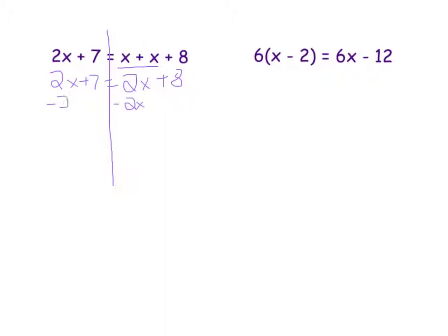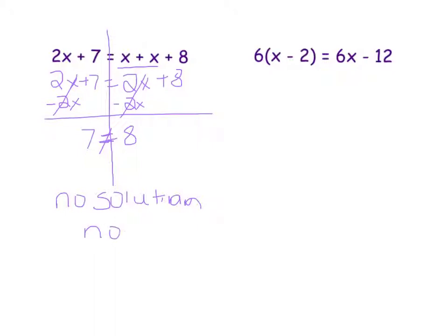I'm going to subtract 2x over here. 2x minus 2x cancels. I'm left with 7 here. 2x minus 2x cancels. I'm left with 8 here. 7 equals 8. That does not make a true statement. 7 will never equal 8. So we say this equation has no solution, or we can say none. No matter what we put in for x, it will never make a true statement.